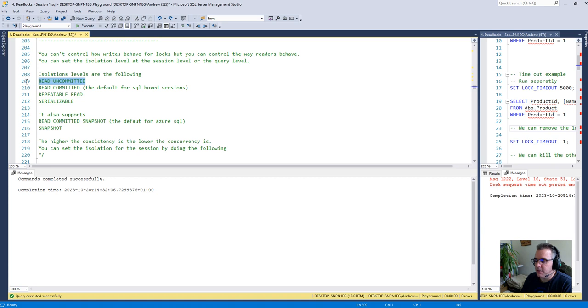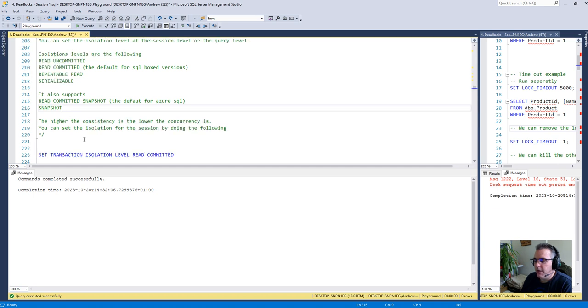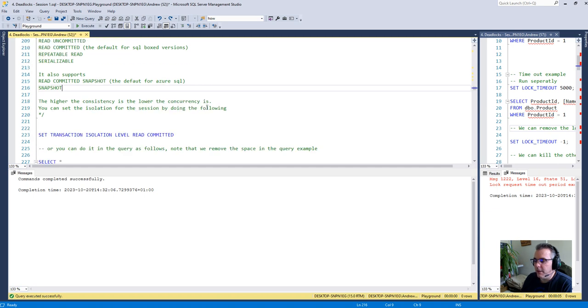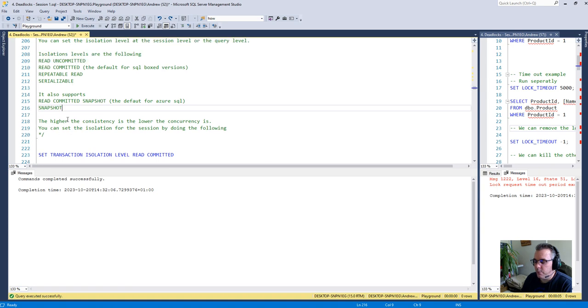The fastest type of queries are read uncommitted because they don't get locks, and as you go down you'll see that it's stricter and locks things more. We also support read committed snapshot, and this is the default for Azure SQL, and there's also snapshot. The higher the consistency is, the lower the concurrency is, so that's the rule behind these.